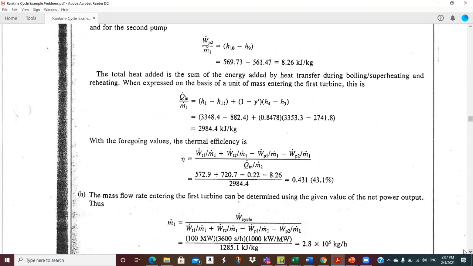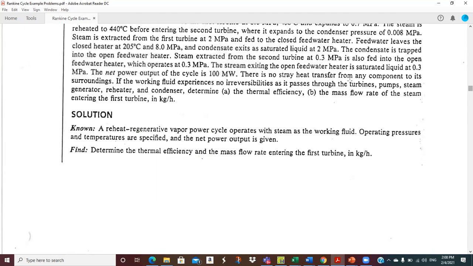So the cycle efficiency is the work from the first turbine per unit mass of the main steam, plus the work from the second turbine per unit mass of main steam. Everything is per m.1. And then minus the first pump work minus the second pump work, divided by the boiler heat input. So numerically, this comes out 43.1%. And so we're given the amount of power in the problem statement. I don't want to read all of that. You all have it. But net power is 100 megawatts.